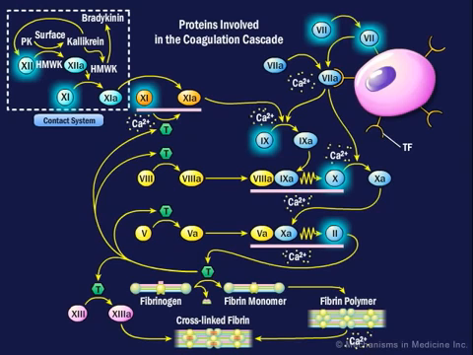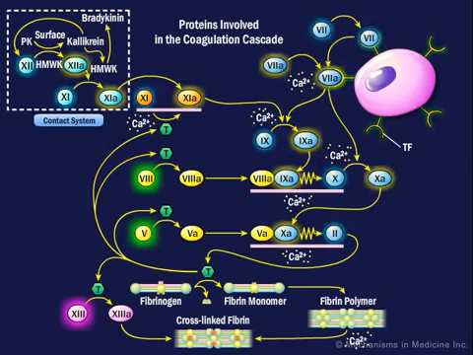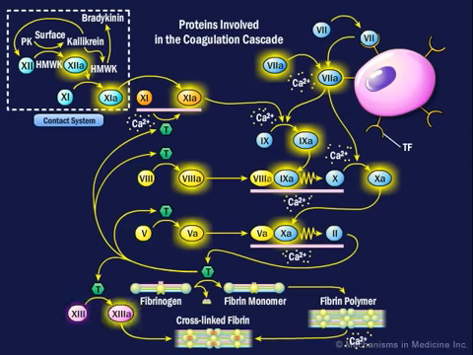There are cofactors: tissue factor, factor 8, and factor 5. And there is a transglutaminase zymogen, factor 13. A transglutaminase is an enzyme that forms peptide bonds between the side chains of glutamine and lysine amino acid residues. Finally, there is fibrinogen. Note that an activated coagulation factor is indicated by the suffix A.